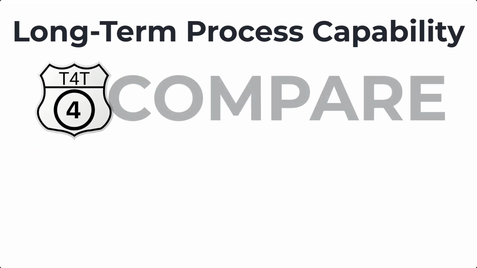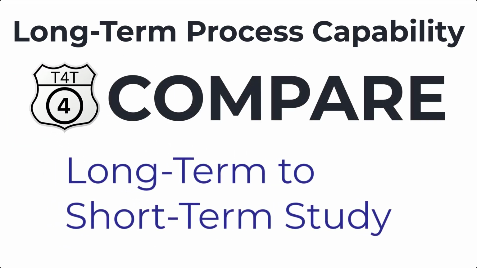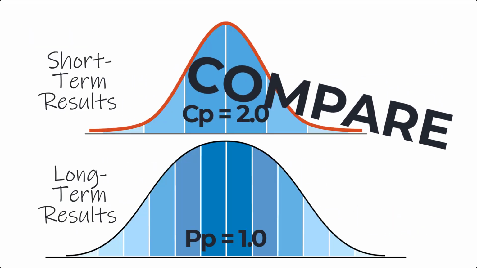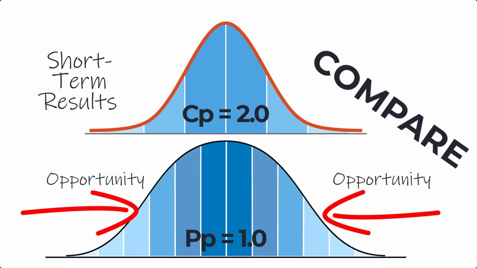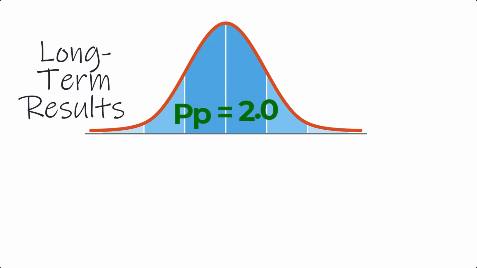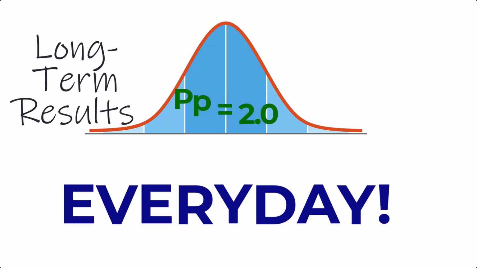Fourth, compare the results of your long-term process capability study to your short-term study results. The difference between these two different studies indicates your process opportunity. The concept is that if your process can perform at a high level under ideal short-term conditions, then why can't it be done every day?